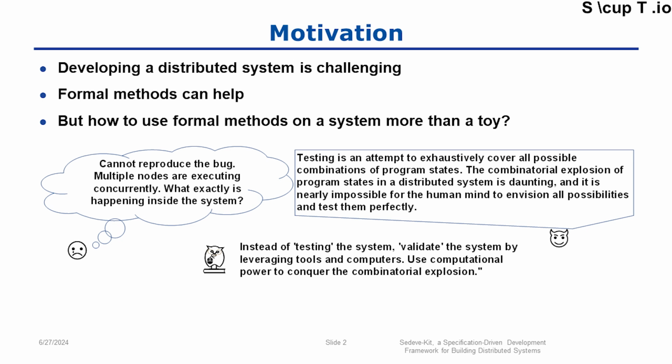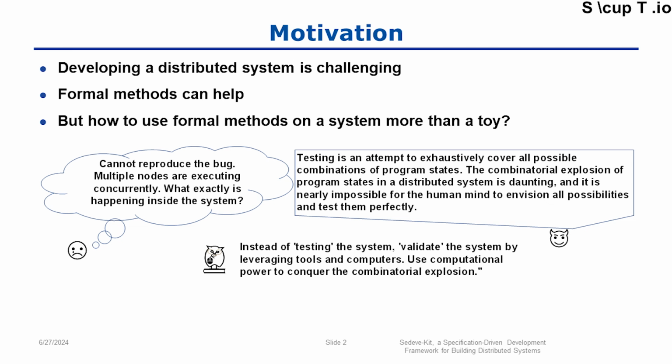The hardest part is the combination explosion of program states, making it nearly impossible for the human mind to envision and test all possible states perfectly. Formal verification and specification are valuable for ensuring the mathematical correctness of system design. However, formal methods primarily verify the design rather than the final implementation.